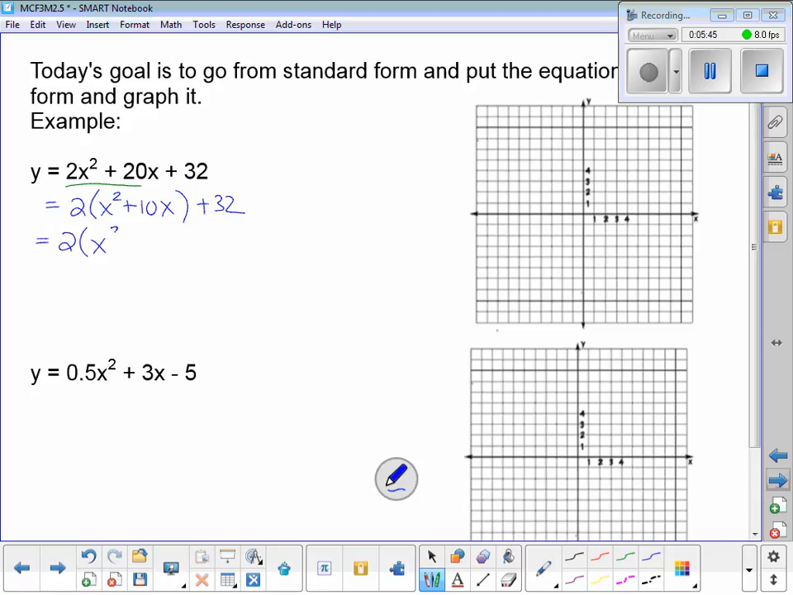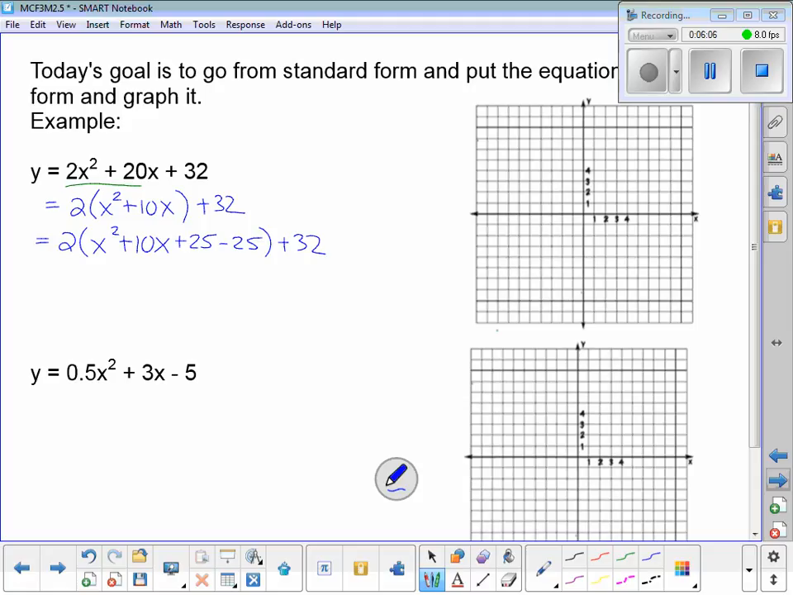Next, I'm going to complete the square inside the bracket. So that means I need to take that second term and divide it by 2. That gives me 5. Square it, I get plus 25. But to keep balance, I have to subtract 25, and that keeps my balance.